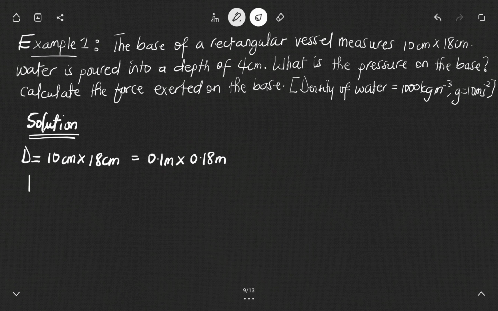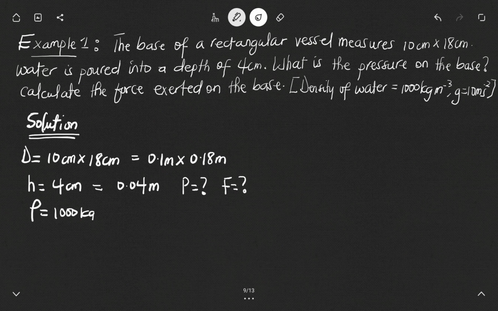So the depth or the height is 4 centimeters over here, which is equal to, if I convert it to meters, I divide by 100, so that will give me 0.04 meters, right? And then we were asked what is the pressure, so we don't know the pressure, and we were told to calculate the force as well. We do not know the force. We were given the density of water, rho, to be equal to 1,000 kilogram per meters cube, and acceleration due to gravity to be equal to 10 meters per second squared.